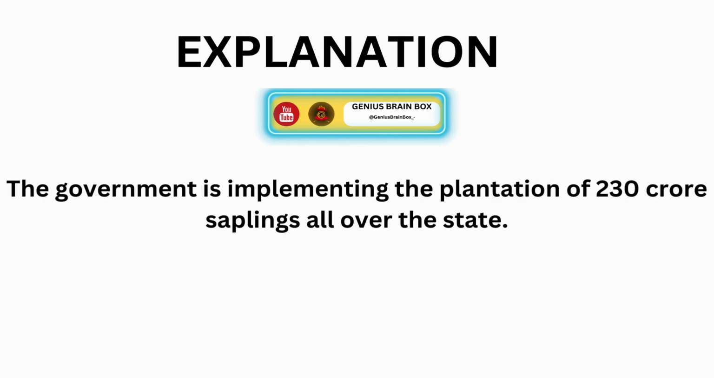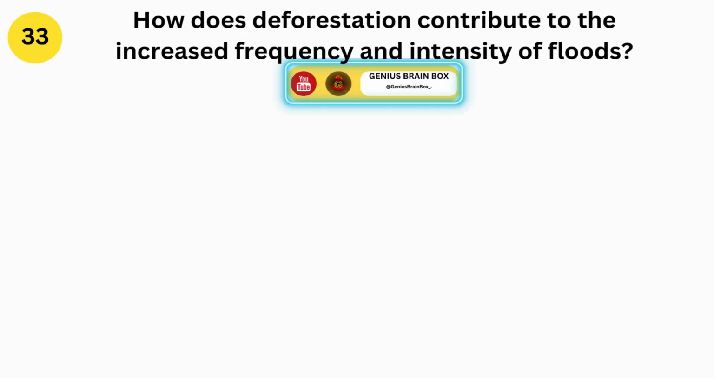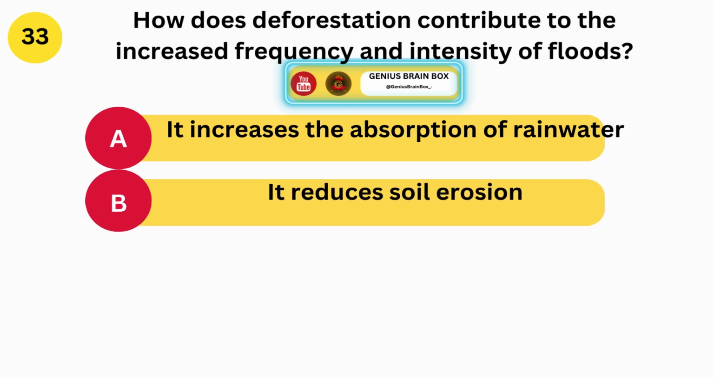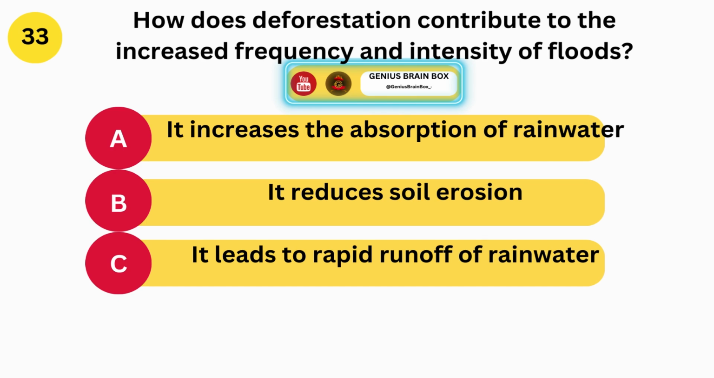Explanation. The government is implementing the plantation of 230 crore saplings all over the state. How does deforestation contribute to the increased frequency and intensity of floods? Option A, it increases the absorption of rainwater. Option B, it reduces soil erosion. Option C, it leads to rapid runoff of rainwater.